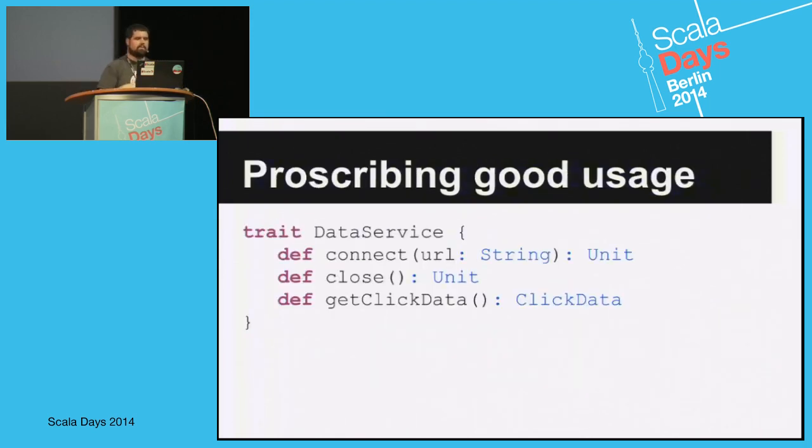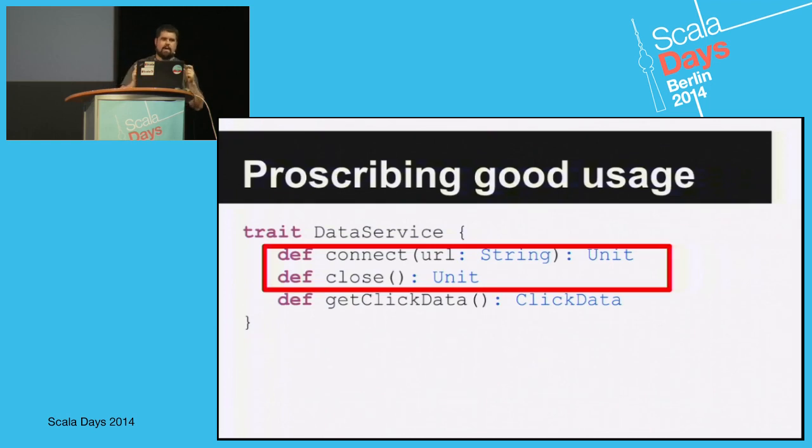The other thing we can do is prescribe good usage. Okay? So if I have a data service API, I don't know if you guys have seen something like this before, where there's an explicit method to connect to a service, and then an explicit method to close, and then there's a method to get data out of the service.